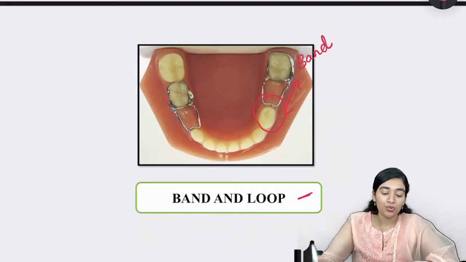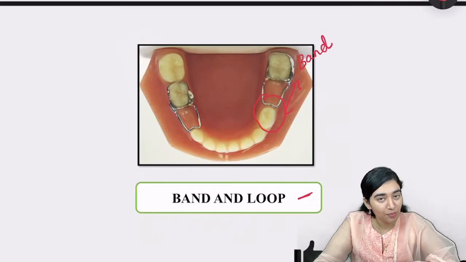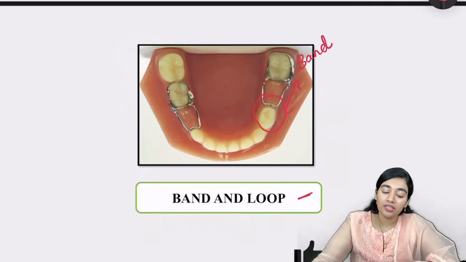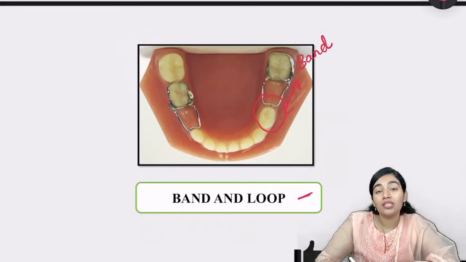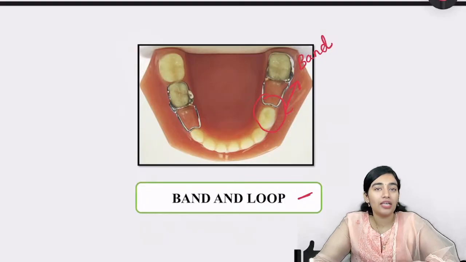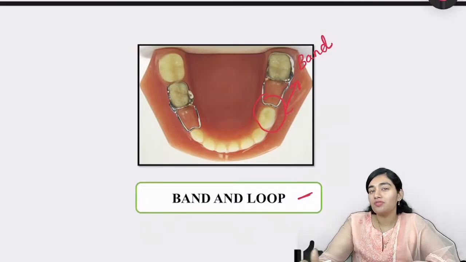All right. So here we are discussing the design of the band and loop. The band is placed on the abutment tooth that is distal to the edentulous space, and over the edentulous area there is a loop that is spanning. I've already told you, the end of the loop is touching the tooth that is mesial to the edentulous area. So there is an MCQ that is frequently asked.